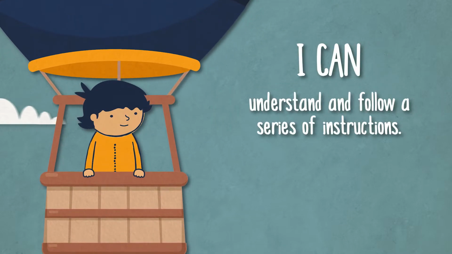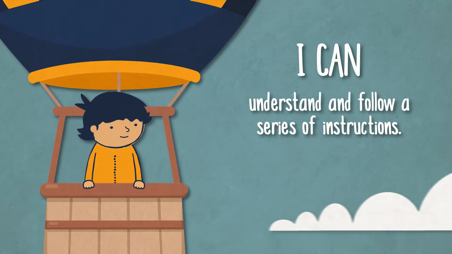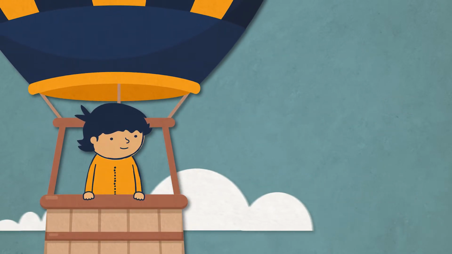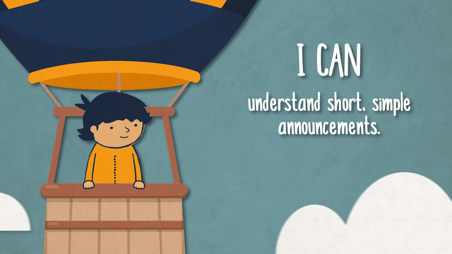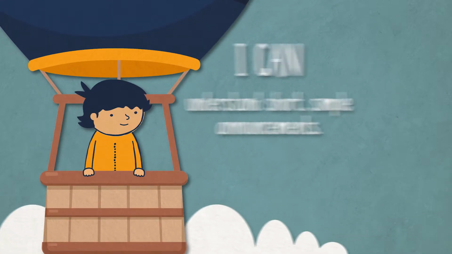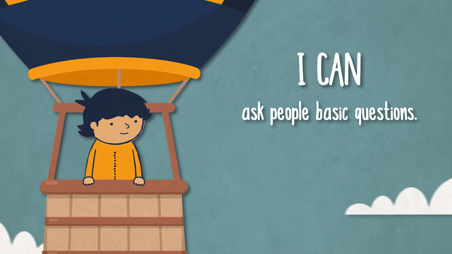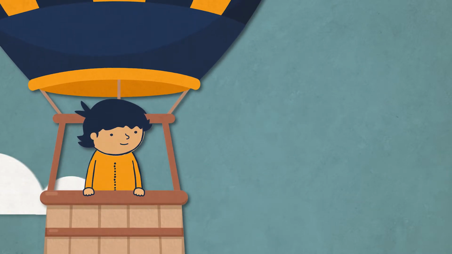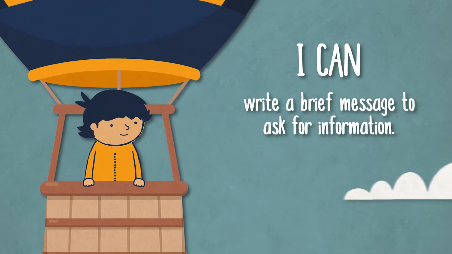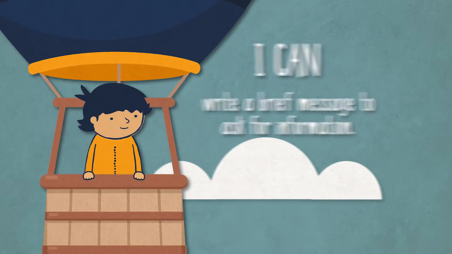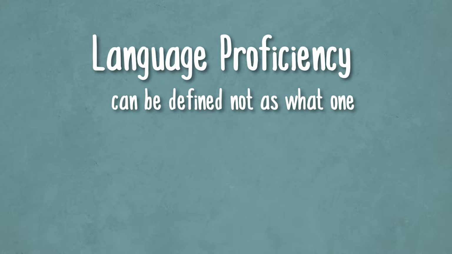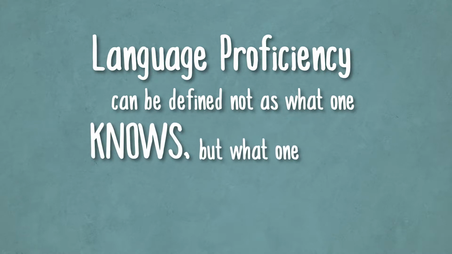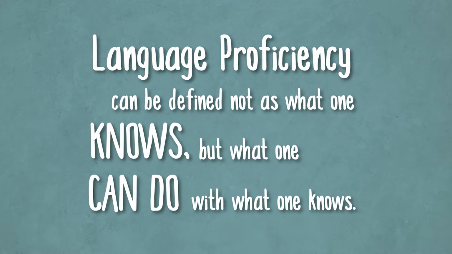As language learners travel forward on a personal journey, they set goals and complete tasks, self-assess, and set goals again. The journey has no end point, as language learners can set new goals for different communicative purposes as new situations or needs arise. Simply put, language proficiency can be defined not as what one knows, but what one can do with what one knows at a given point in time.